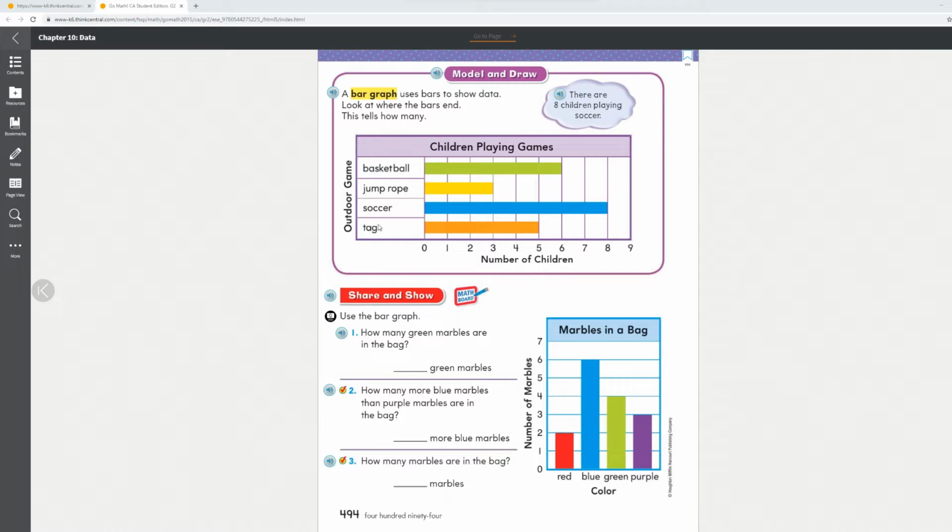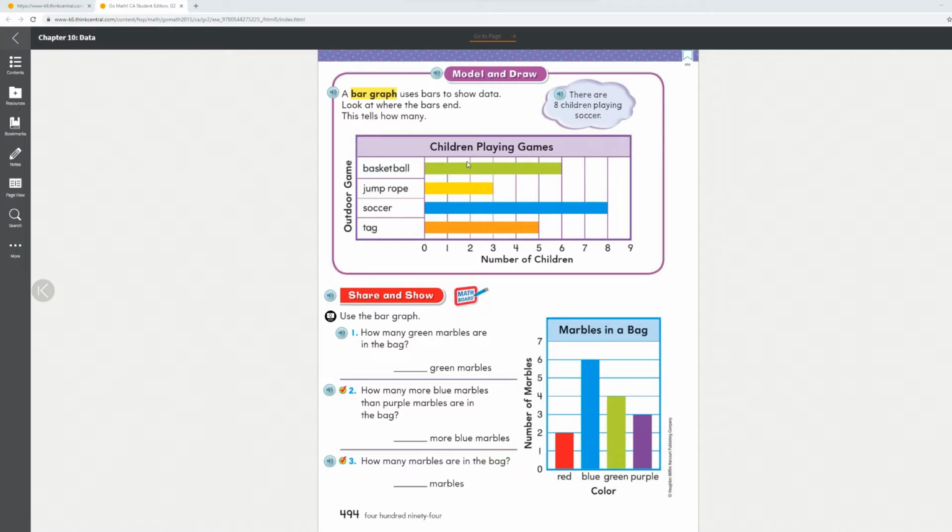So here we have the 4 games that children are playing outside. This is the data that tells us how many children are playing each game. So if you can picture, let's say it's lunchtime at your school, right? You take a look around your outdoor playground and you see that some people are playing basketball. And you start to count how many children are playing basketball. So you count 6 people.